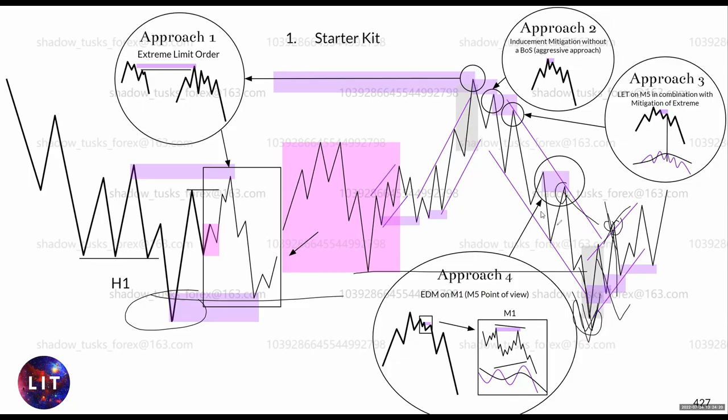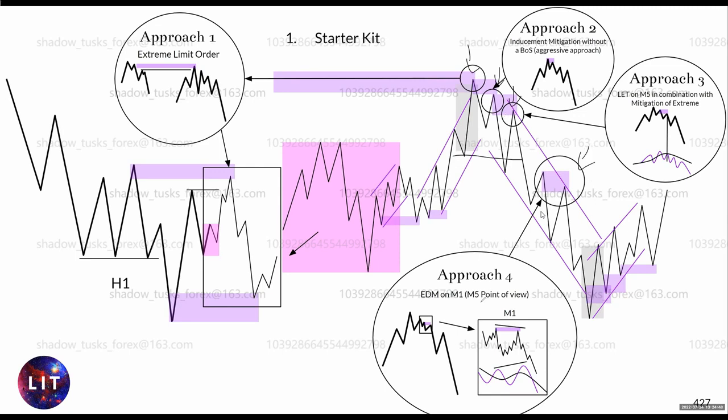So be aware, EDMs, they usually happen a little bit late. Completely valid if you don't have the inducement yet. If you had it, reconsider you taking this trade and rather look for the other direction away from the inducement. Okay, so extreme, maybe aggressive one without break of structure but being a LET, then more confirmed one with the break of structure, maybe also LET, right?